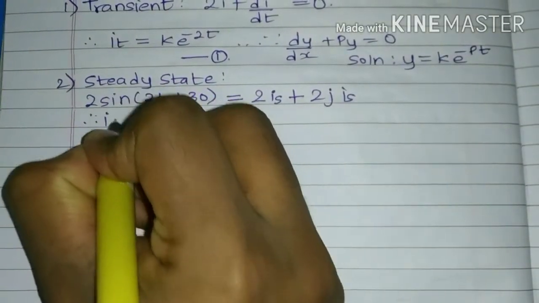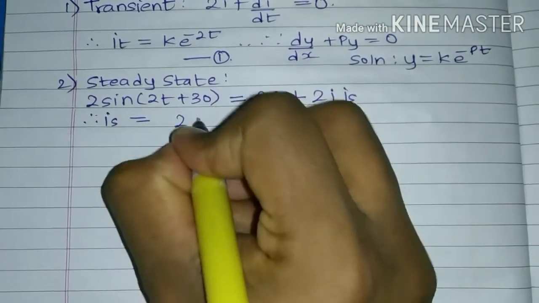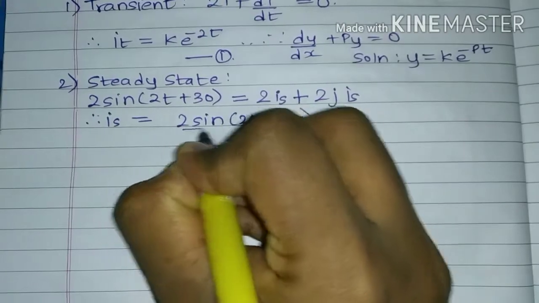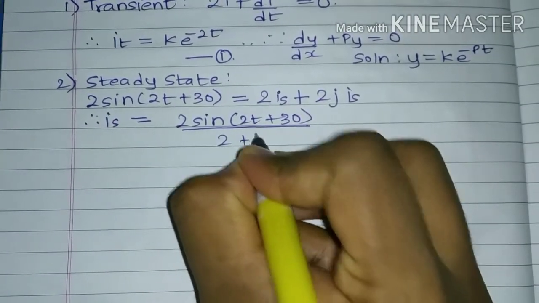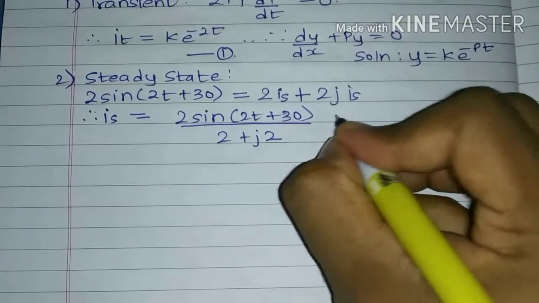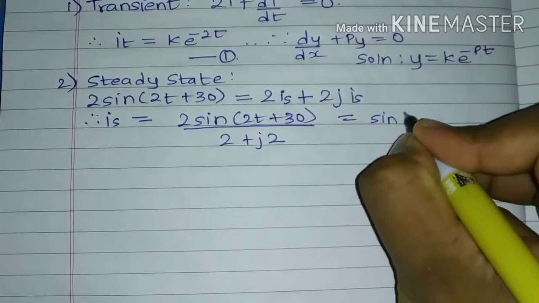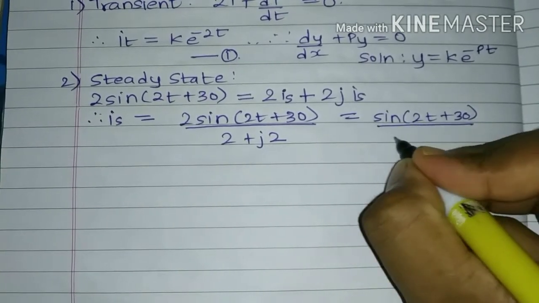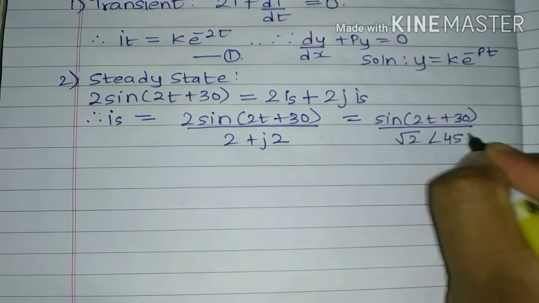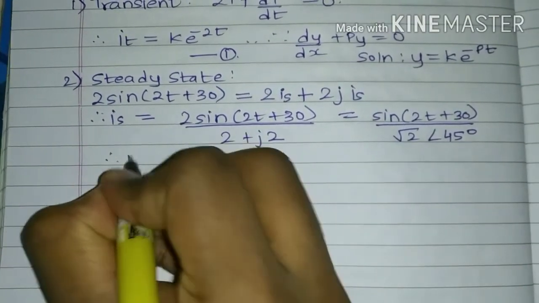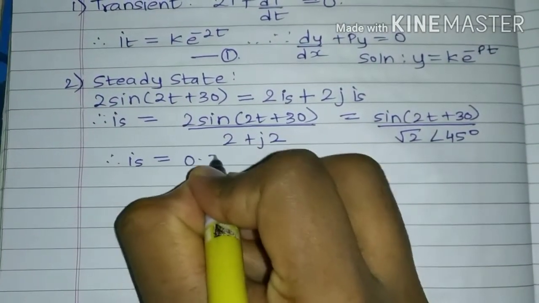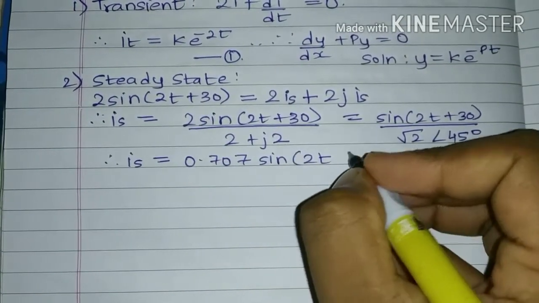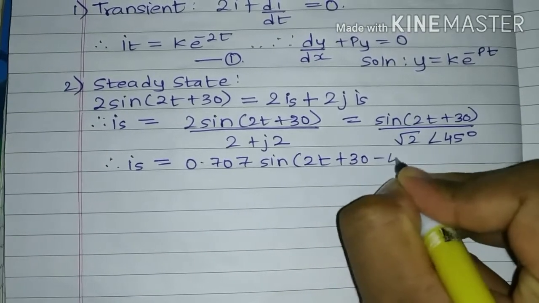Therefore is is equal to 2 sine 2t plus 30 divided by 2 plus j2, which is equal to sine 2t plus 30 divided by root 2 angle 45. This is the polar form of 1 plus j. Hence is will be equal to 0.707 sine of 2t plus 30, and when the angle goes up it will be minus 45 degree.